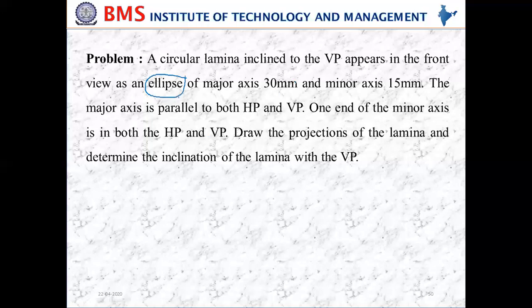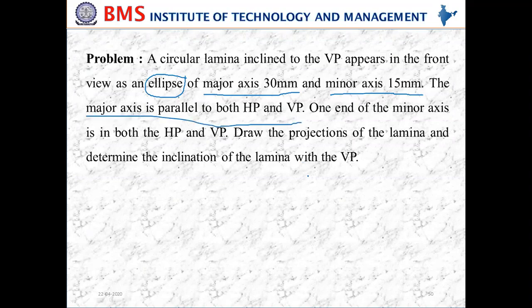The major axis is going to be 30 mm. See, the major axis is 30 mm and the minor axis is 15 mm. Now the major axis is parallel to both HP and VP. It means that when you keep the lamina parallel to VP, the major axis also should be kept parallel to VP. When you keep it parallel to VP, what is the major axis equal to, 30 mm? In the sense, what is the circular diameter? The circular diameter will be equal to 30 mm only.